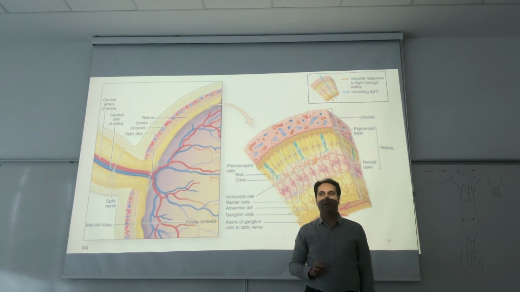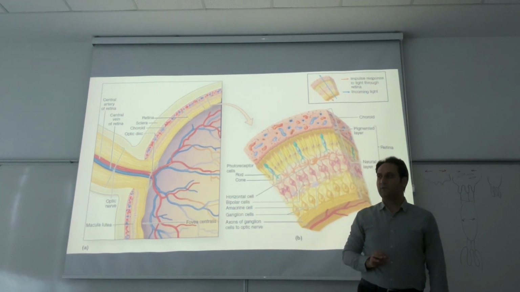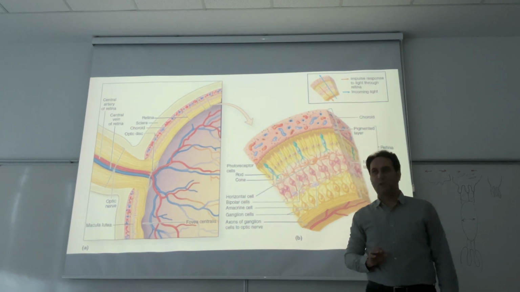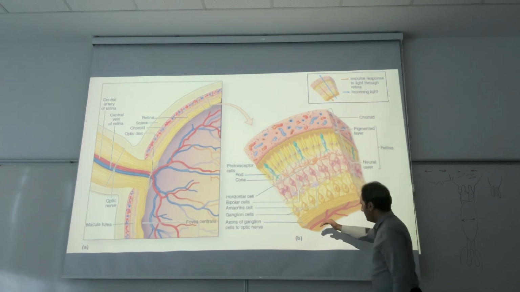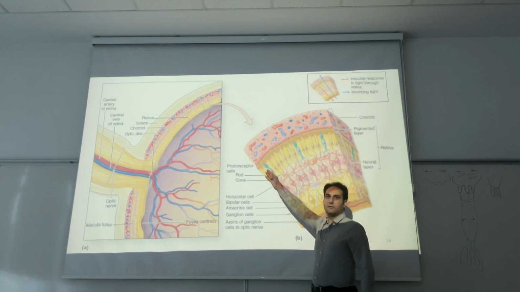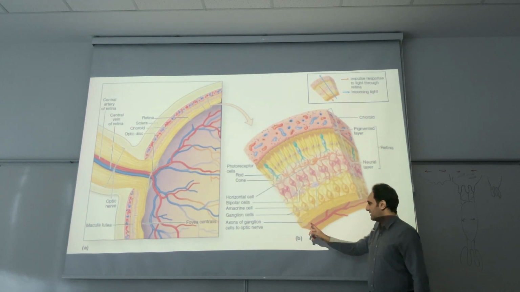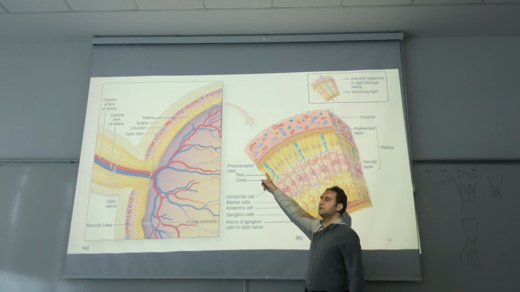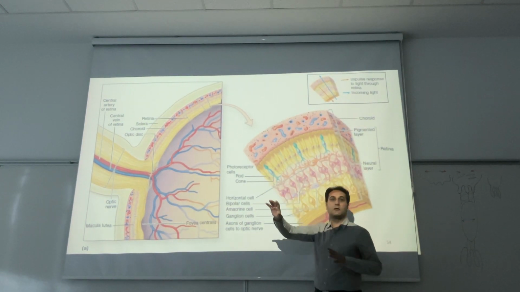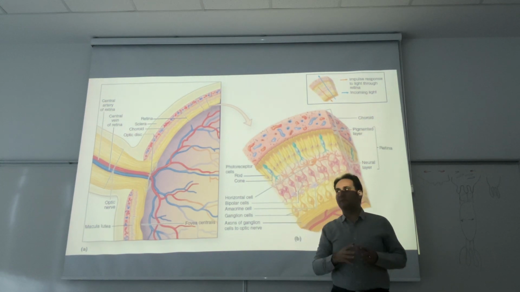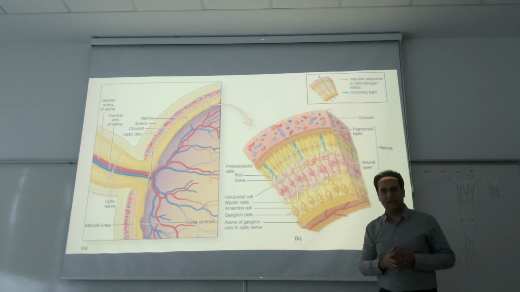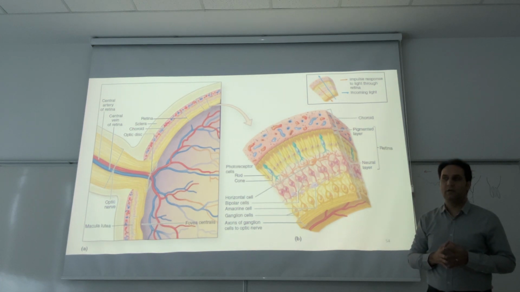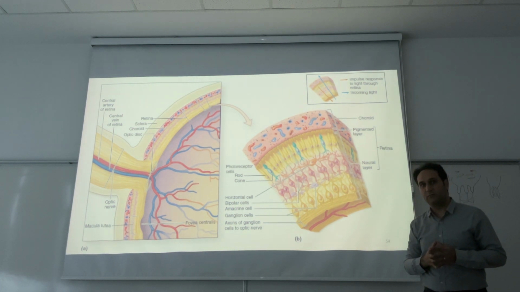We have a cell with the name of Muller cell, a supportive cell, present in all of these layers. The basement part is present here, and the apical part is present in this side. A long cell, and this long cell has a role in supporting the different cells of retina. Okay?